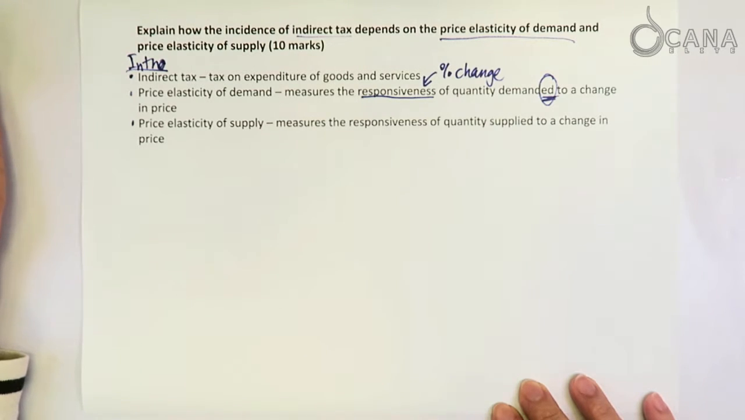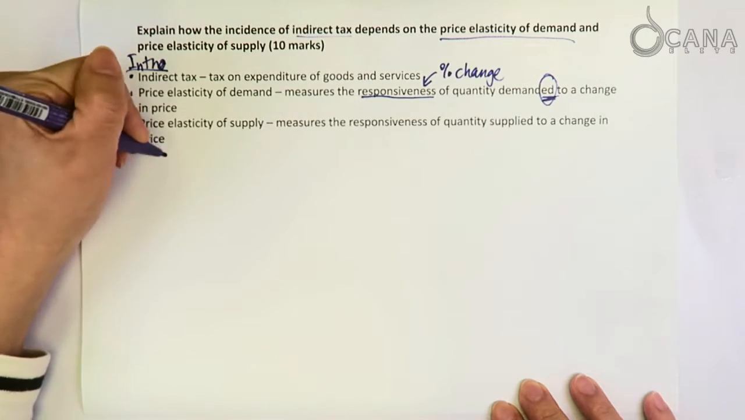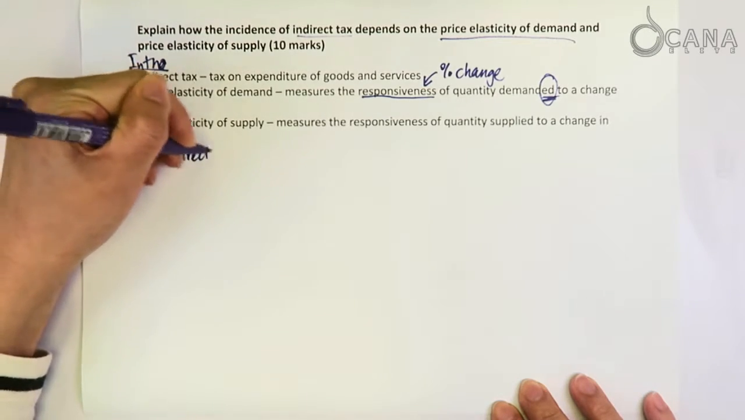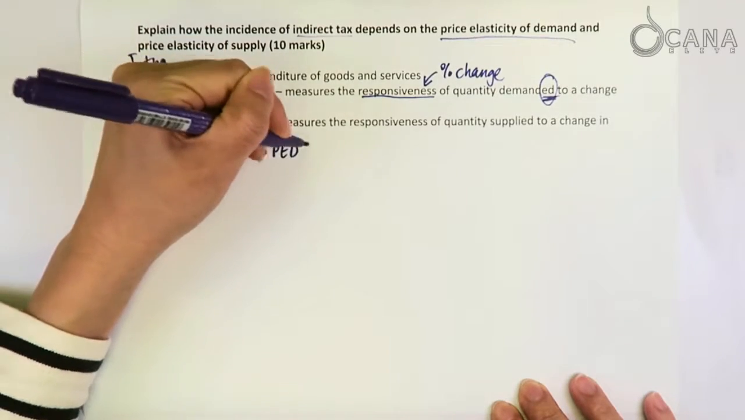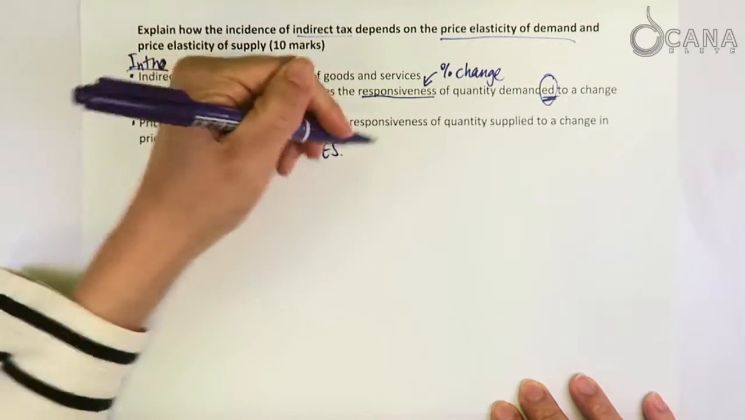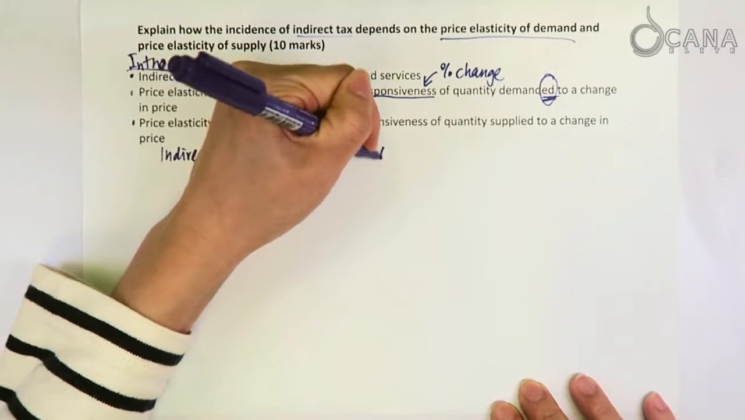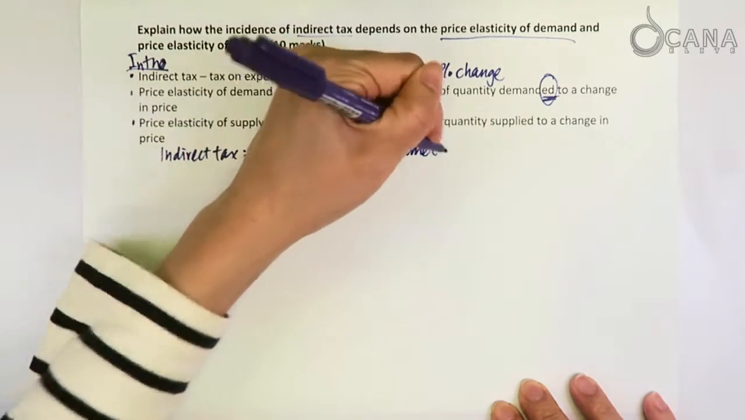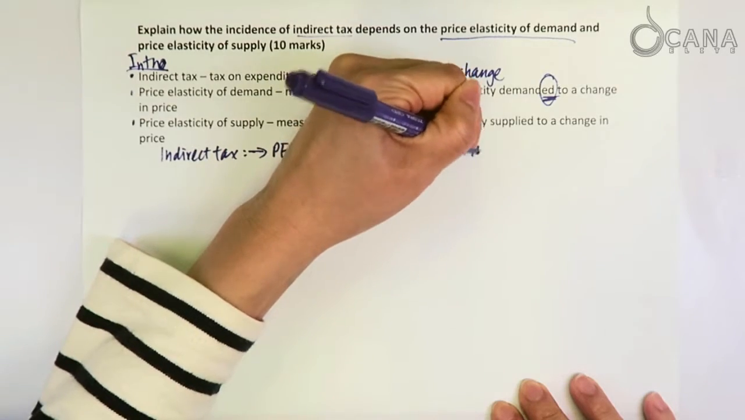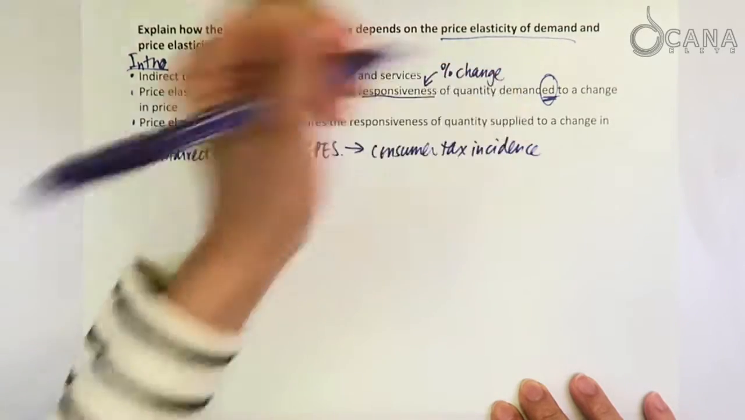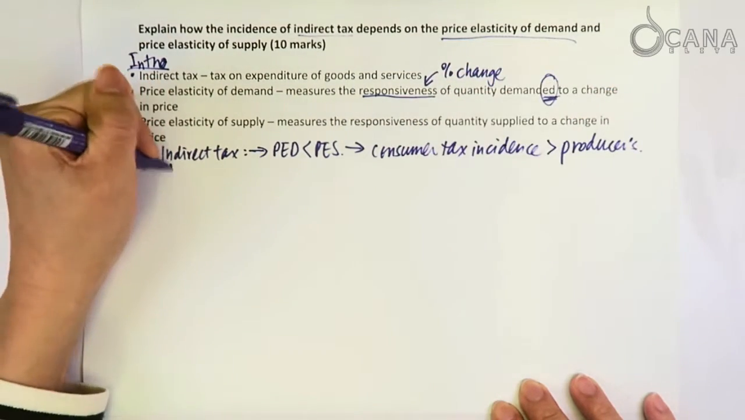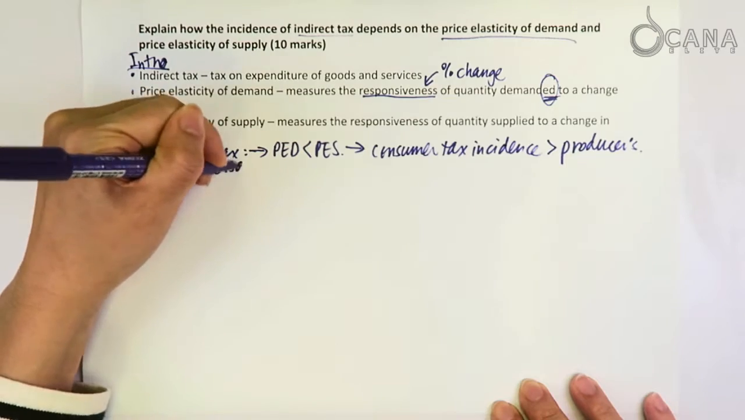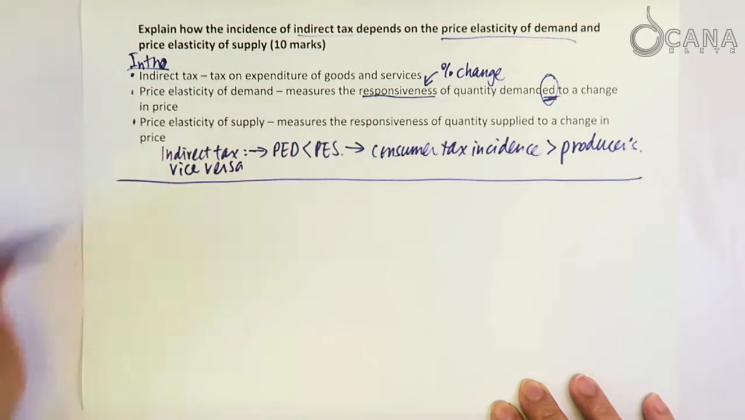Now, we have to answer the question directly. Therefore, I would say that if indirect tax is imposed, right? If PED is smaller than PES, then the consumer tax burden or tax incidence would be greater than the producer's tax incidence. Vice versa. Then you have answered the question. So this is our introduction.